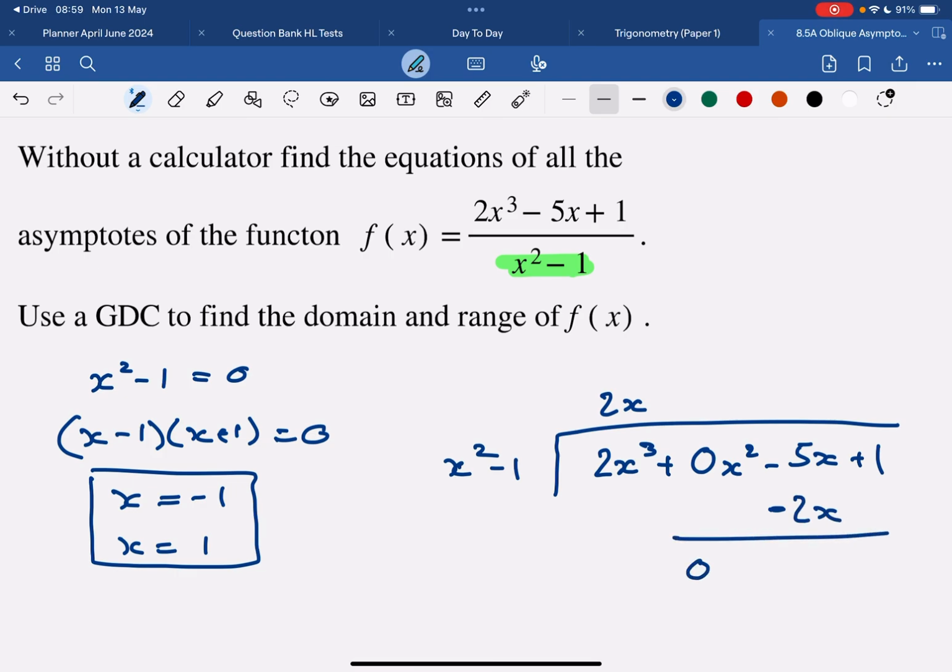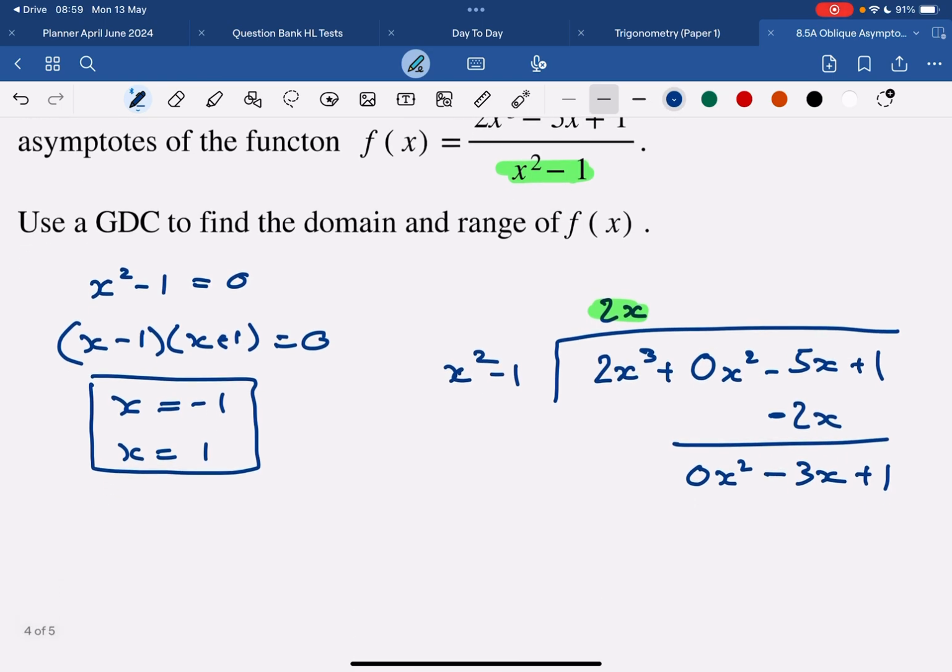Basically, I've got 0x squared, take away 3x, and 1. Now I try and divide the x squared into 0x squared here, and I end up with nothing. So basically, I'm going to have a remainder, and I'm not even going to work out the remainder, but the quotient part is just 2x. So I think I've got a slanted asymptote of y equals 2x. So I've got 3 asymptotes.